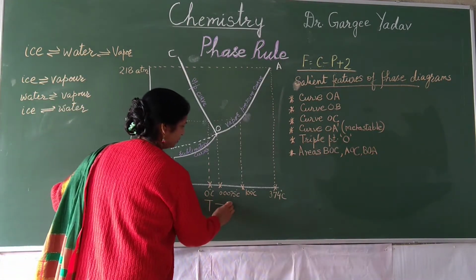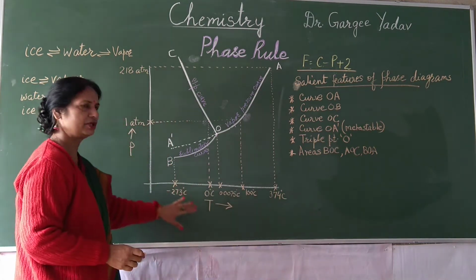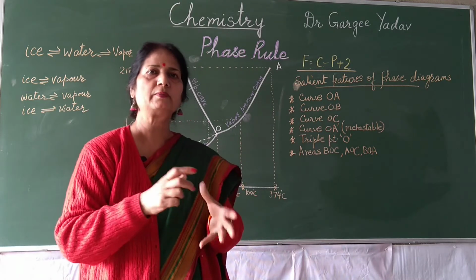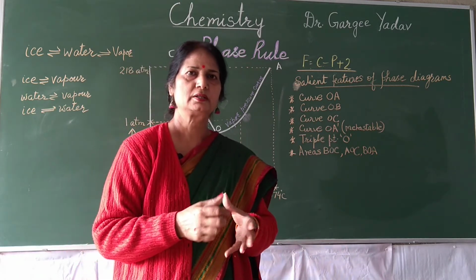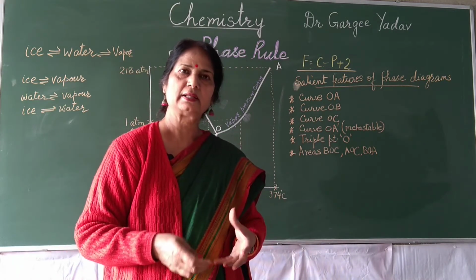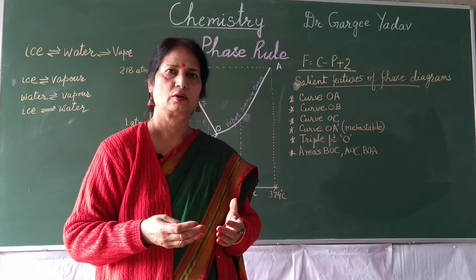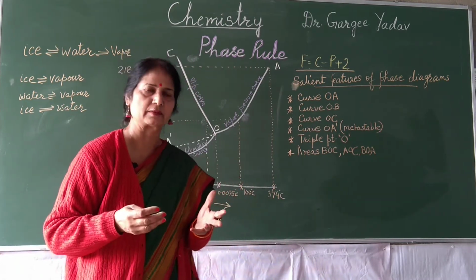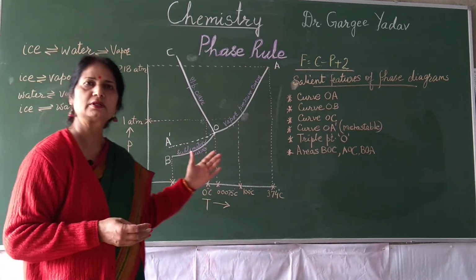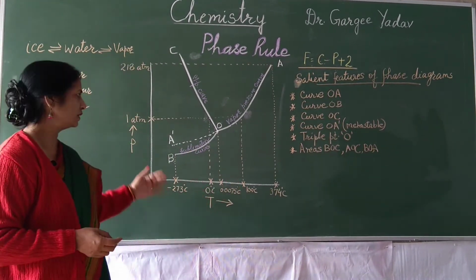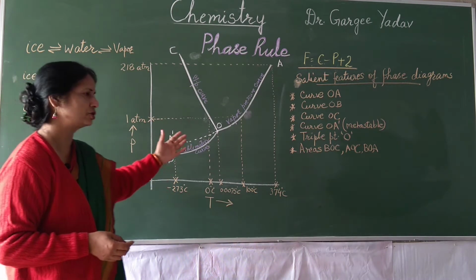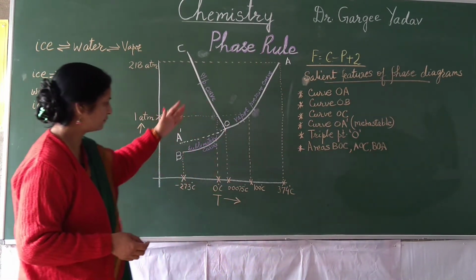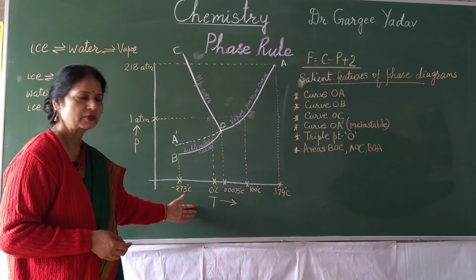Now the effect of pressure and temperature on various phases and on the equilibrium of the various phases is determined experimentally, and then it is plotted on the pressure and temperature axis, and what we get is a phase diagram. So actually the phase diagram is the representation of the effect of pressure and temperature on various phase equilibria of the system. So this is the phase diagram of water.